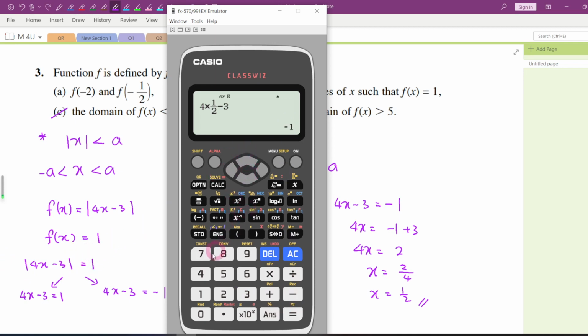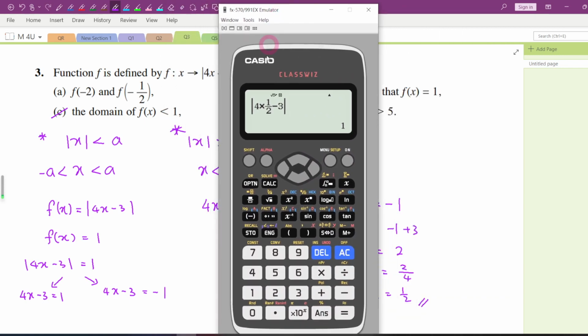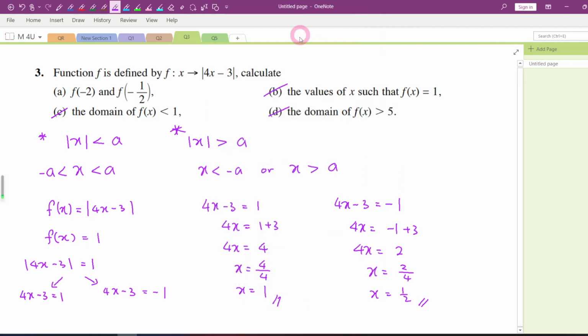So if you want to key in the modulus sign, you can just press this one, absolute value. You have to press shift. After you press shift, you will see a small s appear here. Just key in 4 times 1 over 2 and then minus 3. You will be able to get 1. Okay, our answer is correct. So how about 1? Let's check. Change the value of x to 1. Correct also. So these are the values of x.